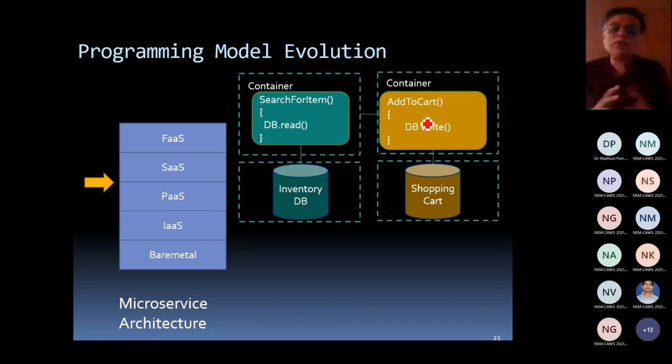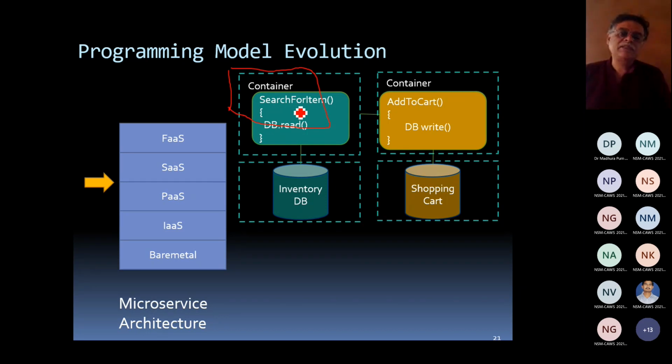You could run these two containers. They're really lightweight. They're two processes. The advantage is that if you start to see more and more people searching for items, you can create more instances of the search for item container. You can have 10 instances of the search for item container, and one instance of the add to cart container because there's more activity here. You don't have to duplicate the entire program per se.